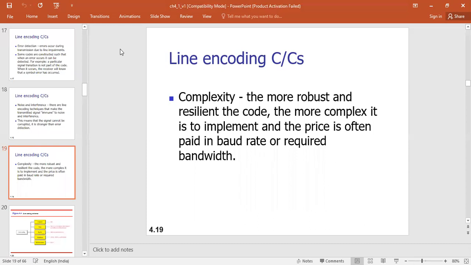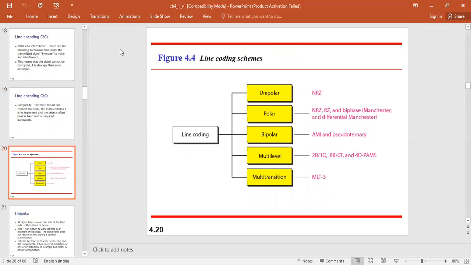The more robust and resilient the code, the more complex it is to implement. And this price is often paid in the baud rate and the required bandwidth. So if it is complex, it will be more costly. So it should go to the optimum way. These are the parameters or characteristics to consider to implement the line coding techniques.